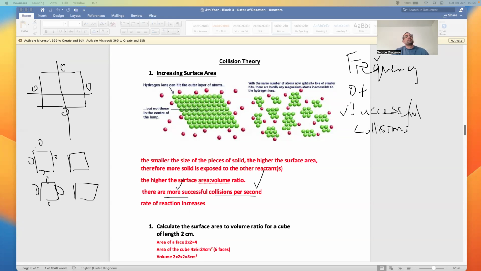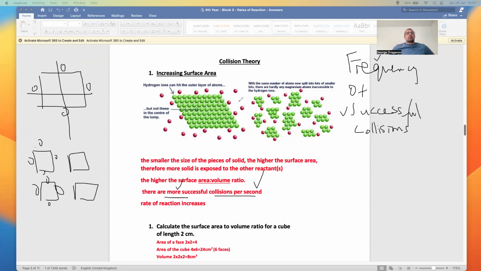So a successful collision is one in the correct orientation with the correct energy, which must meet the minimum activation energy. So when you're looking for a reaction to occur, the correct particles need to collide as well. So you can't have 2 red ones colliding because the hydrogen ion can only react with the magnesium here, not with itself. So that's what we mean by successful collisions. The correct particles colliding at the correct orientation and the correct energy.